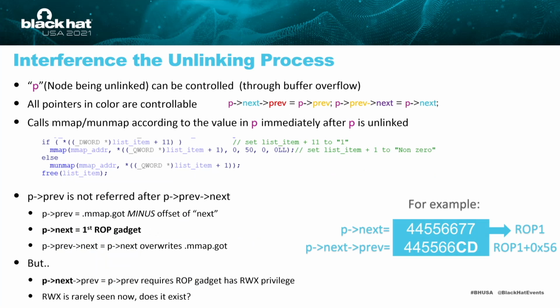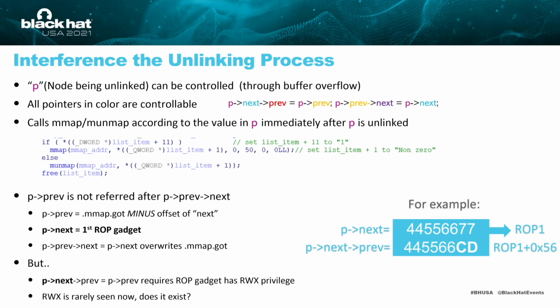Okay, let's read the code again. The variable p is the memory chunk overflowed by us, so its value is totally controllable. Moreover, this function will call mmap or munmap according to the value of memory chunk p after finishing the linked list operation. So we can set p prev to mmap.got minus the offset of the next field relative to the beginning of the structure. Then set p next to the address of our first ROP gadget. When we write p next to p prev next, the GOT of mmap will be overwritten with the address of the first ROP gadget. But there's a problem here.